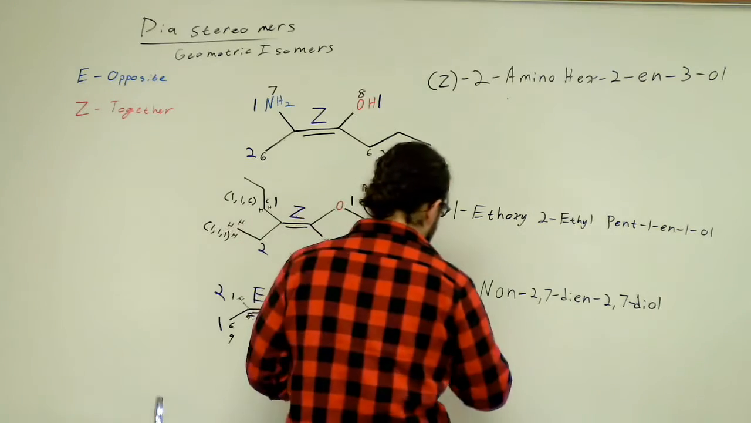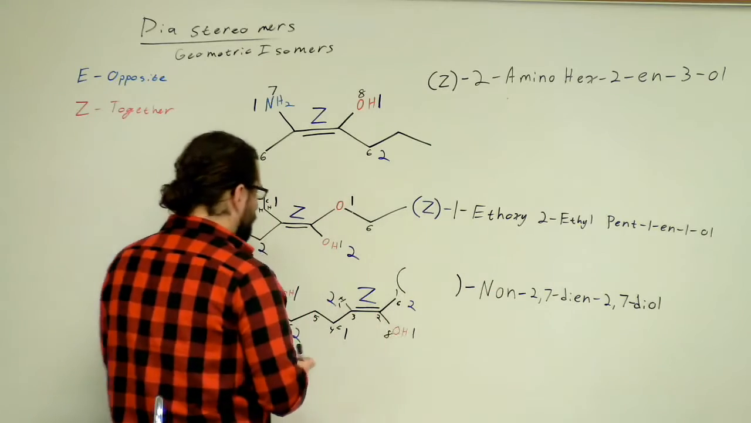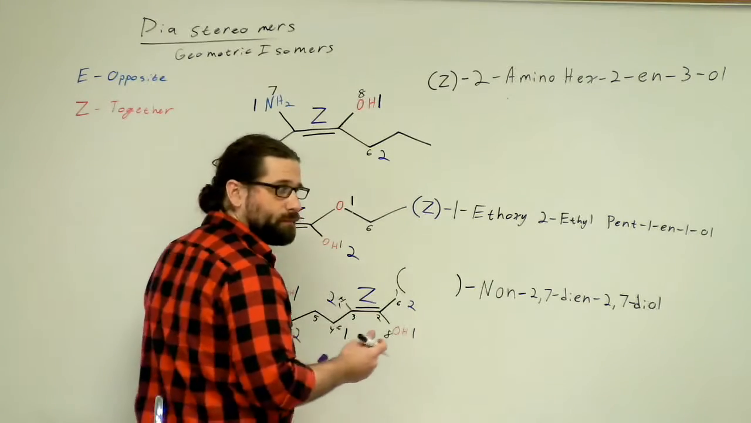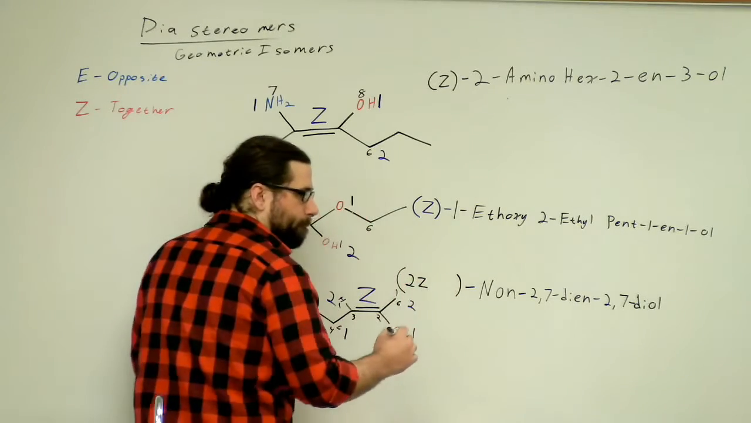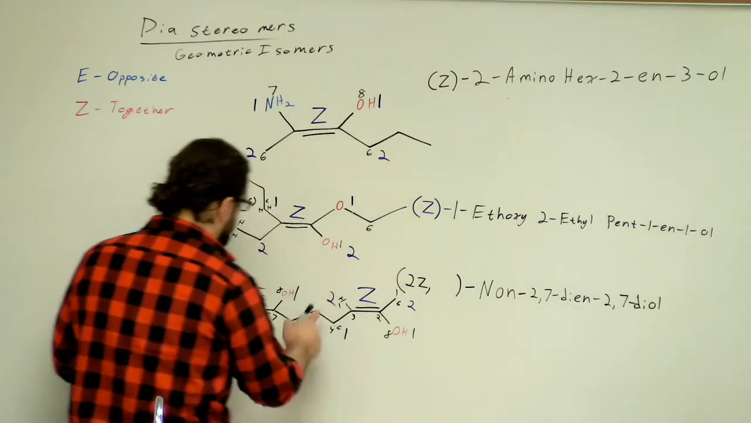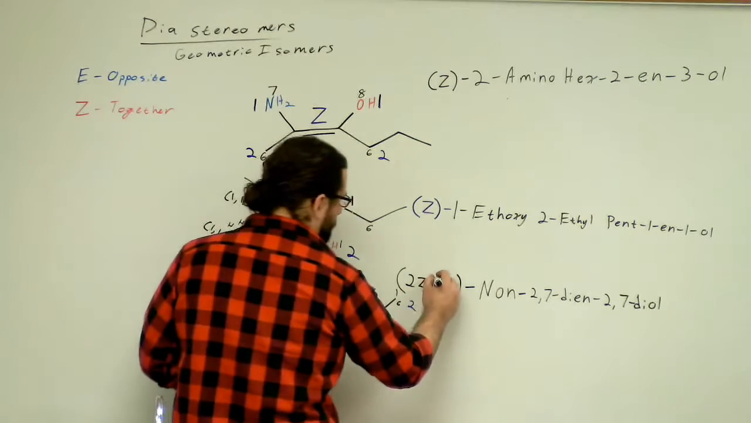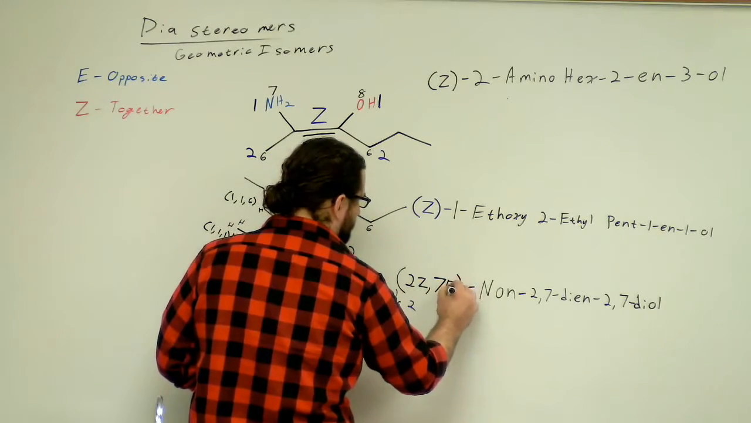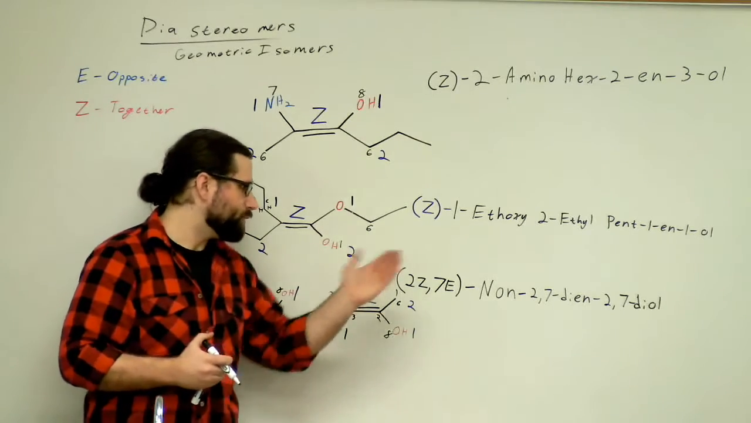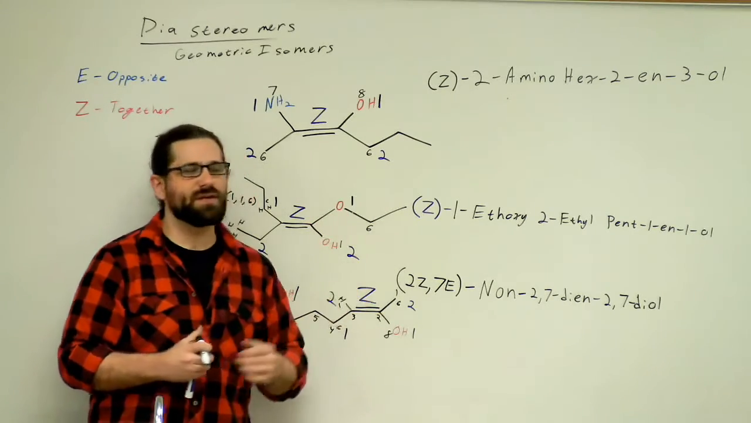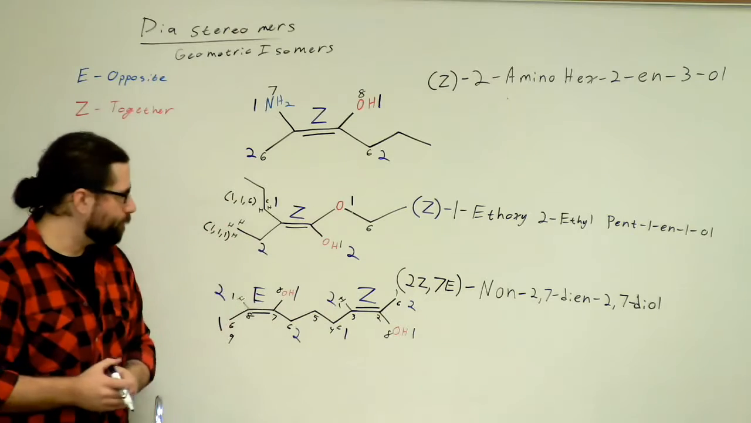So I'm just going to write this in. I've got 2Z and 7E. So (2Z,7E)-nona-2,7-diene-2,7-diol. There we go.